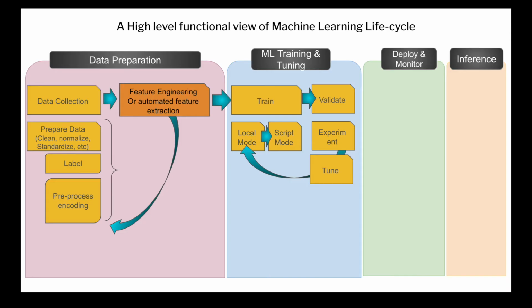The next stage of the machine learning life cycle is machine learning training and tuning. In this stage, you take the machine learning feature-rich data and feed it into your machine learning training process. This training could be very complex, could be very simple. There could be several technological advances and functionality you could add. And once your training is completed, you validate the results from your training.